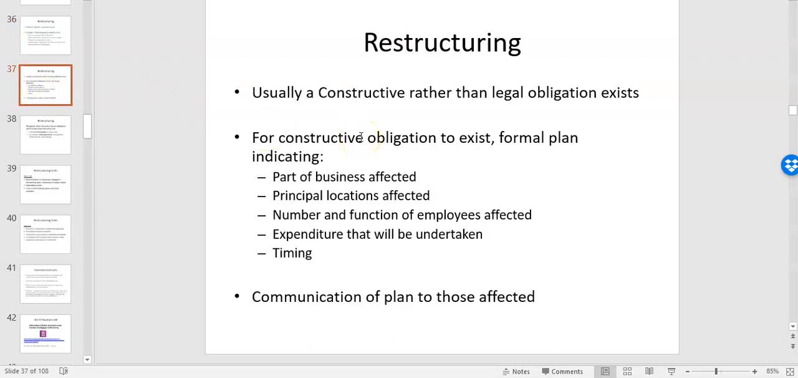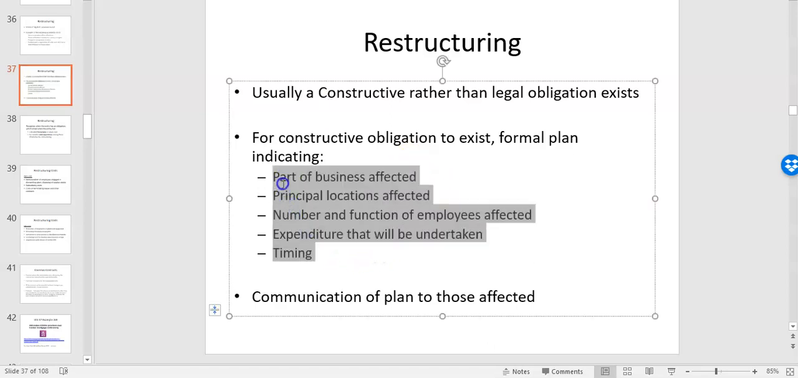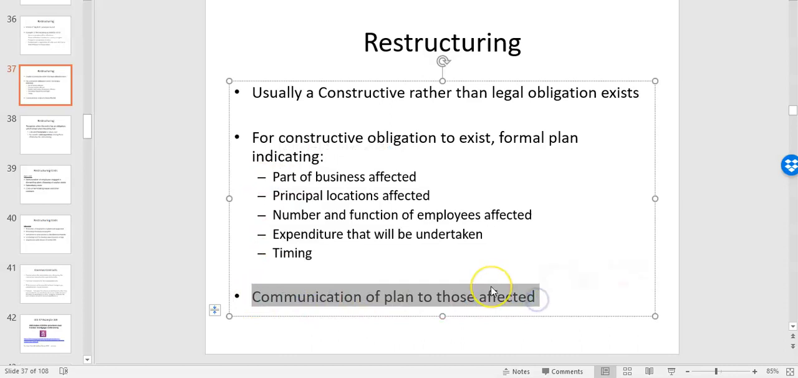So you can only recognize restructuring costs if there's a constructive obligation. Rarely is there a legal obligation because it won't have any legal binding. But for a constructive obligation, you must have a formal plan. A clear plan in terms of what the restructuring will involve, redundancies, moving offices, and it must be communicated. They're the two key criteria.